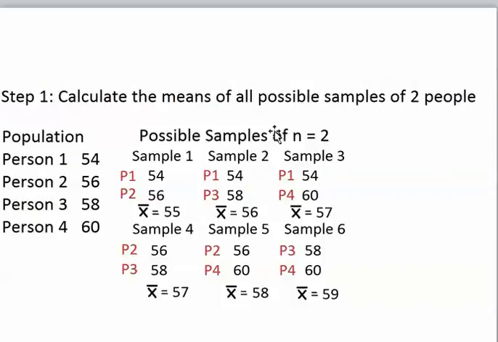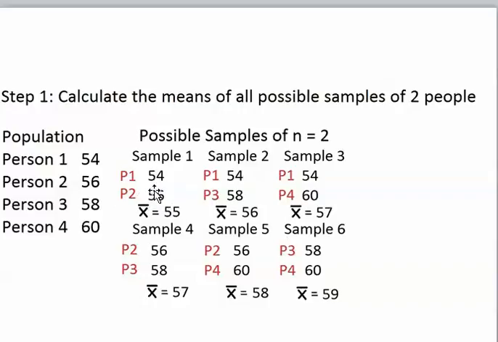This is step 1. In the last video, I showed you how to sort a population of 4 people into all possible samples of 2 people. You just have to pair person 1 with person 2, pair person 1 with person 3, pair person 1 with person 4, pair person 2 with person 3, pair person 2 with person 4, and pair person 3 with person 4. And that gives you the 6 possible samples of 2 people.